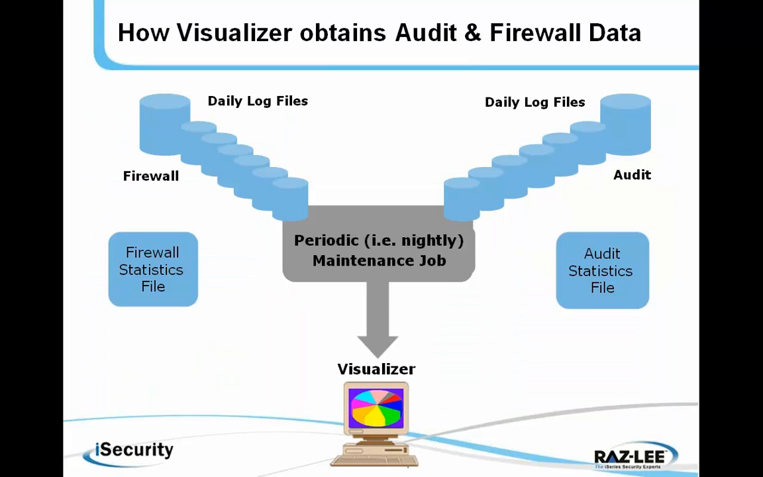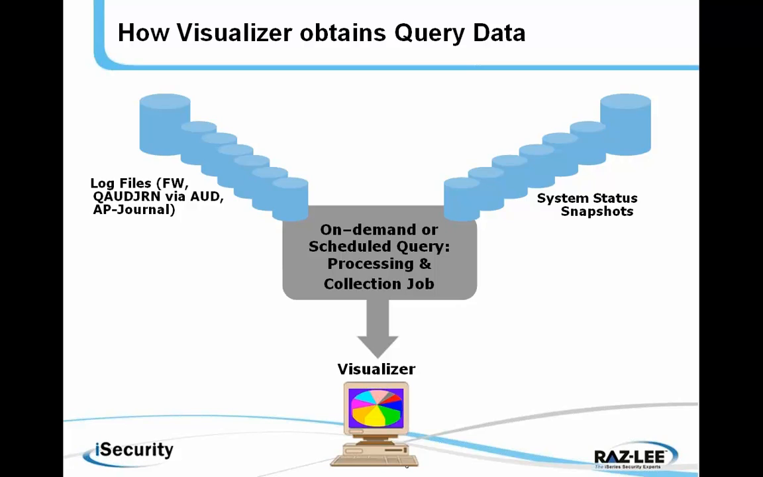I stated that Visualizer works on audit and firewall data. Basically, this is a schematic of how it works. There's a periodic maintenance job which runs on the AS400, perhaps nightly, and which produces statistics files. These are summary files for firewall and for audit based upon the daily log files of each product. When the program has finished running, the summary files are now available for analysis using Visualizer.